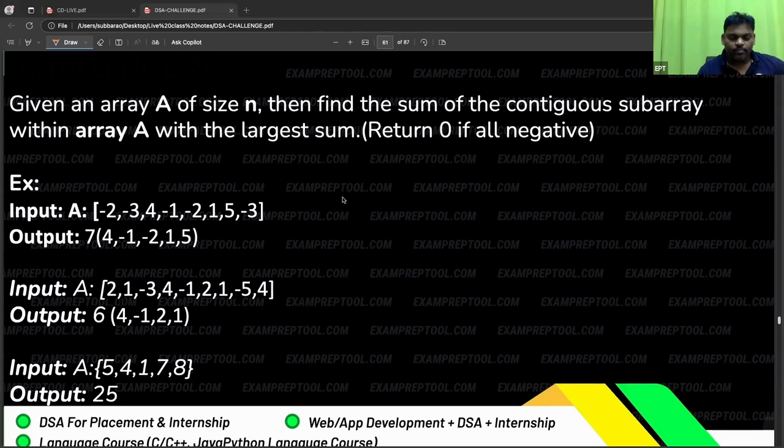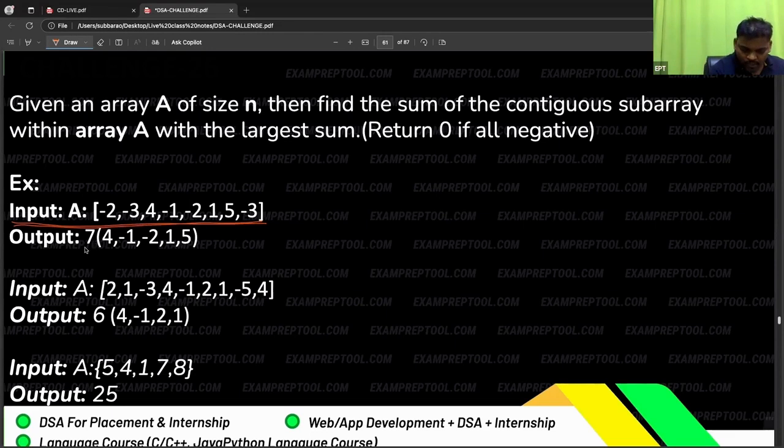You can see this challenge we gave yesterday, challenge number 26. I am going to give the answer now. Can you read the problem once again? One array is given. Then find the sum of the contiguous subarray within array A with the largest sum. So in this array, you have to find one subarray whose sum is maximum.